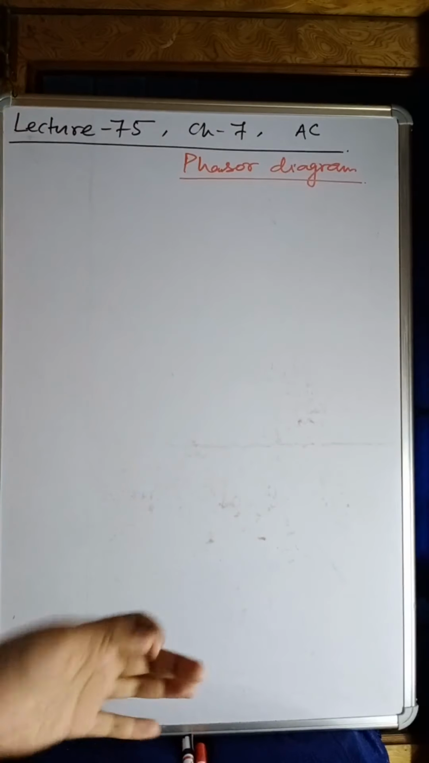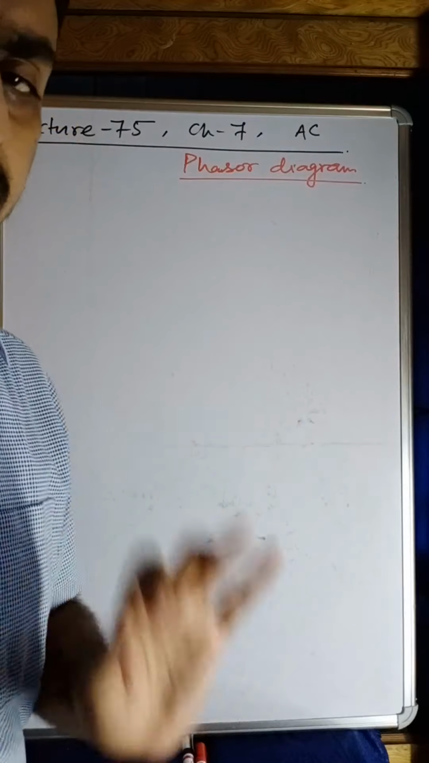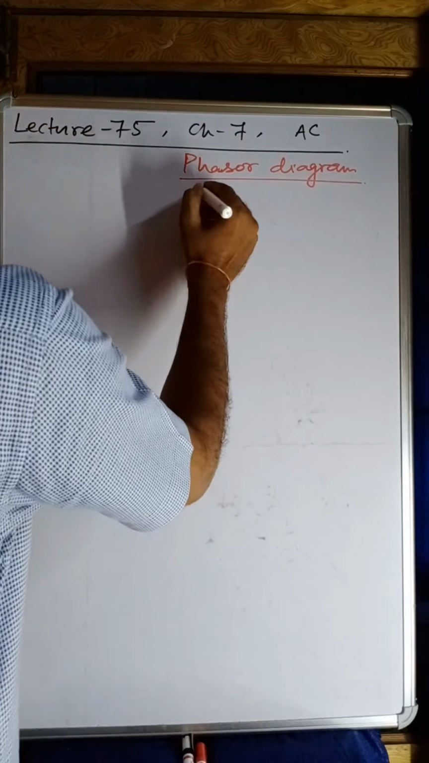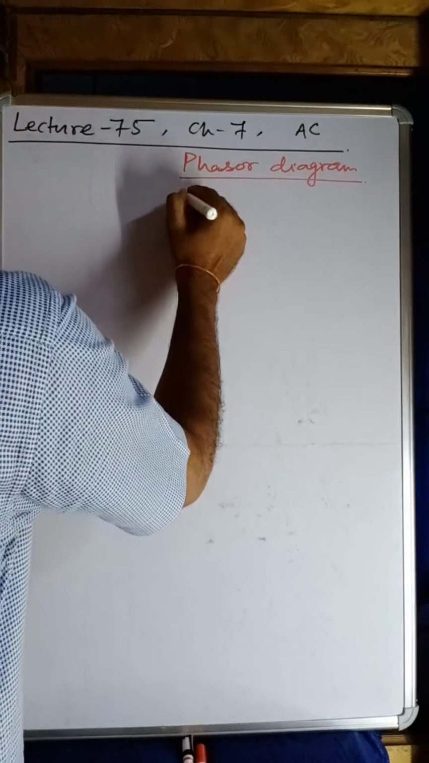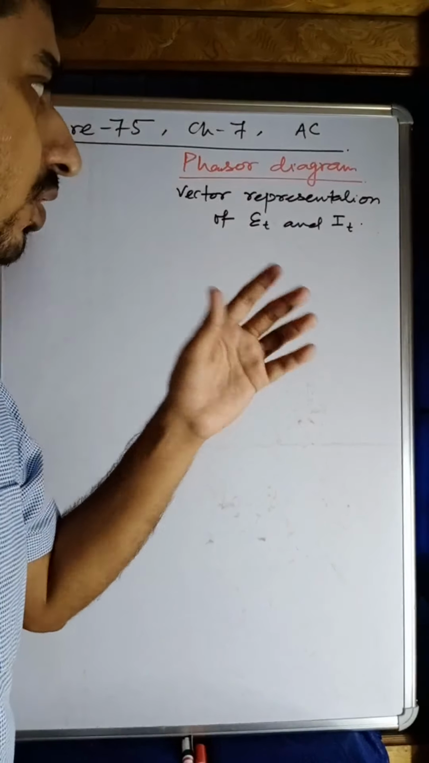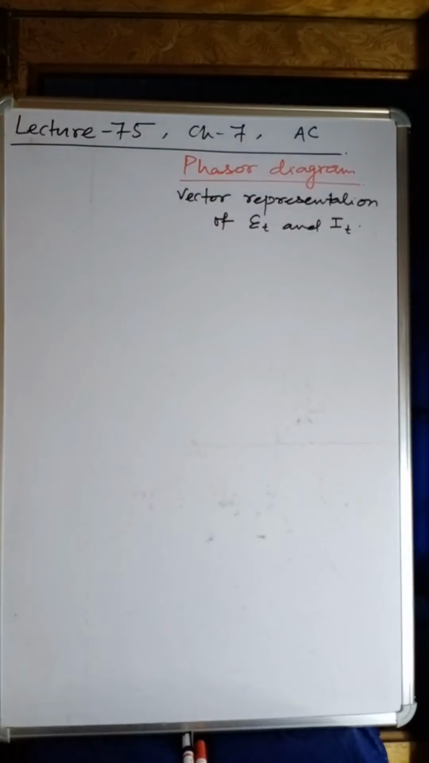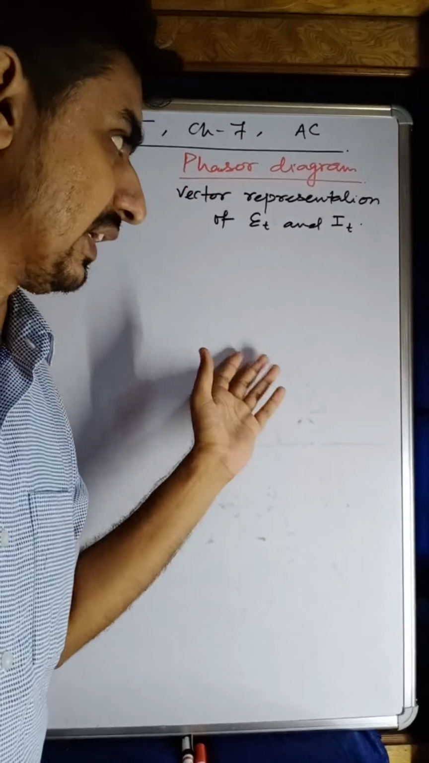So you can write in one line about the phasor diagram: it is the vector representation of voltage and current. This is the vector representation of voltage and current, and this is called the phasor diagram.